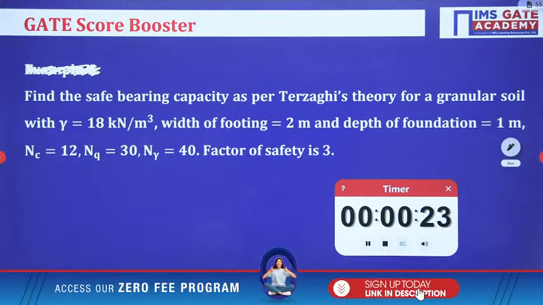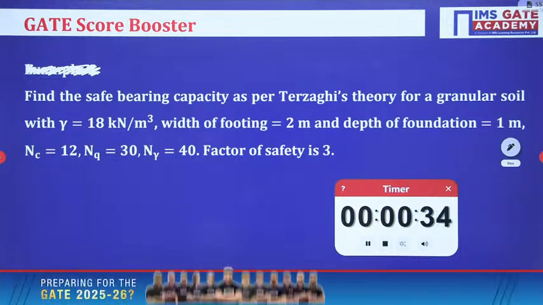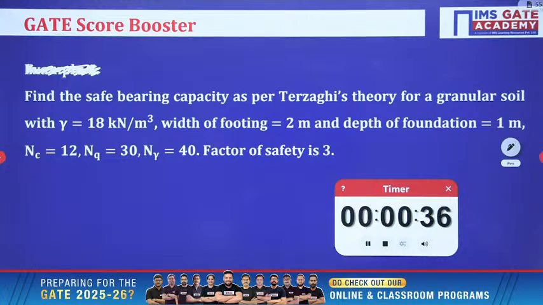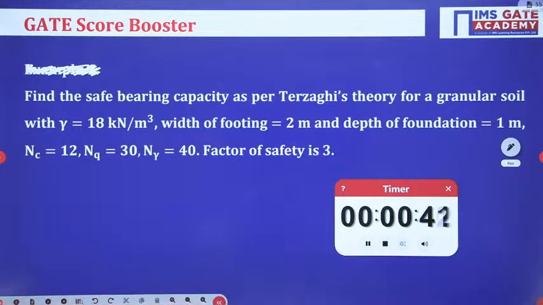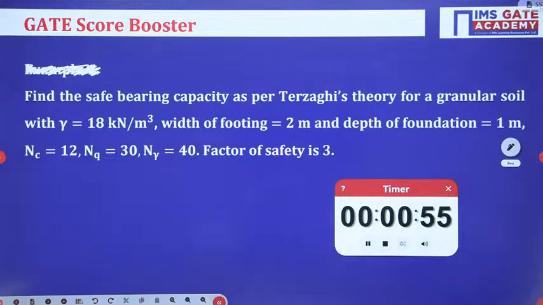Find the safe bearing capacity as per Terzaghi's theory for a granular soil with gamma equal to 18 kilonewton per meter cube. Width of the footing is 2 meter. Depth of the foundation is 1 meter, and they have given Terzaghi bearing capacity coefficients. Questions in this you can ask me.